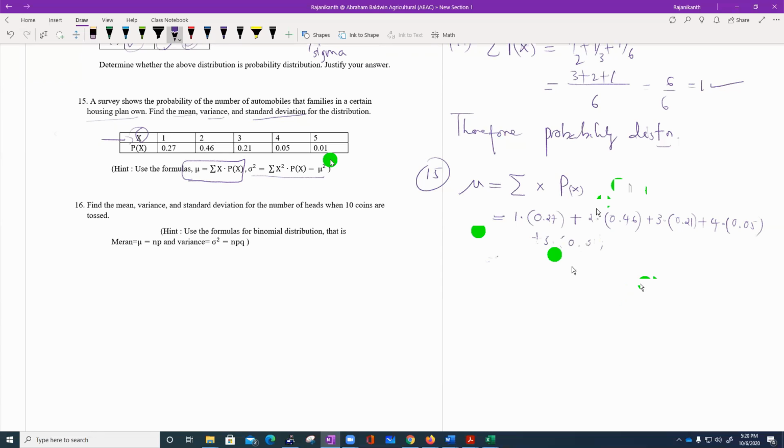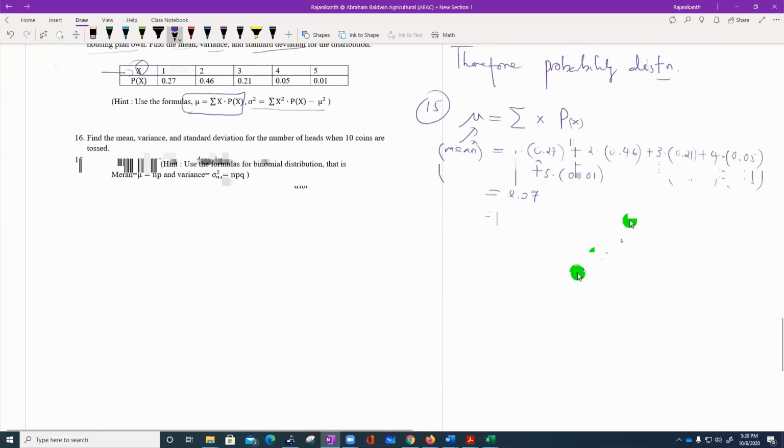So now take your calculator and simplify this. If you do it correctly, you could get 2.07. So that is the mean of the problem. Remember, mu means mean, the population mean, right? Now, once you know the mean answer, it is easy to find the variance.